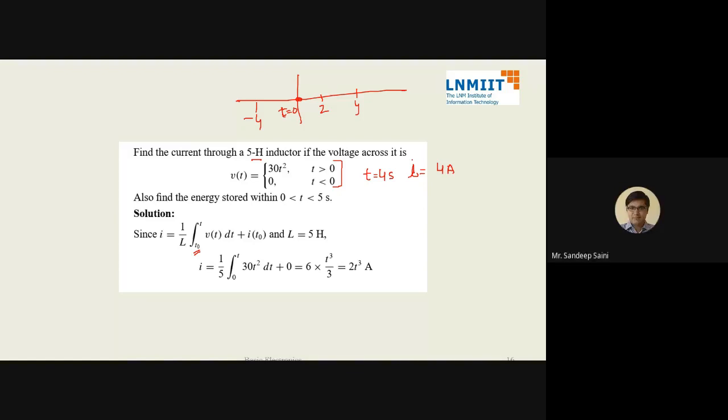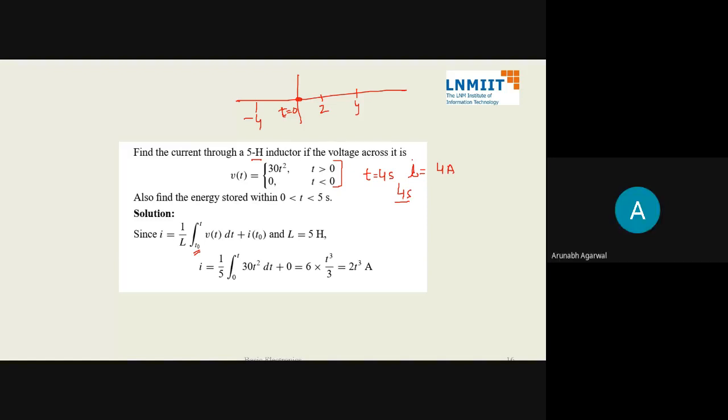After 4 seconds, I switch on the inductor, and then tell me what are the equations of current and voltage or power or work done across the inductor. Let us wait for one or two more questions and it will be more clear.